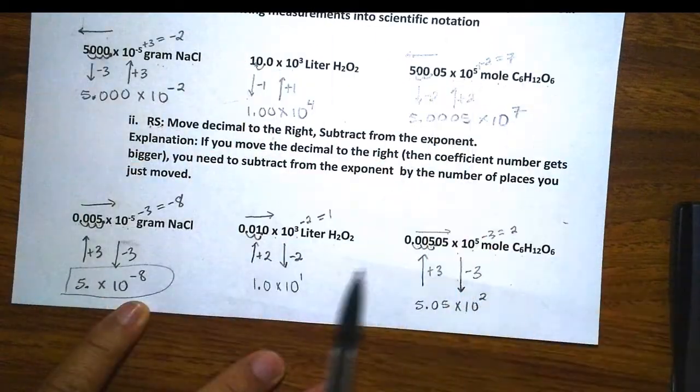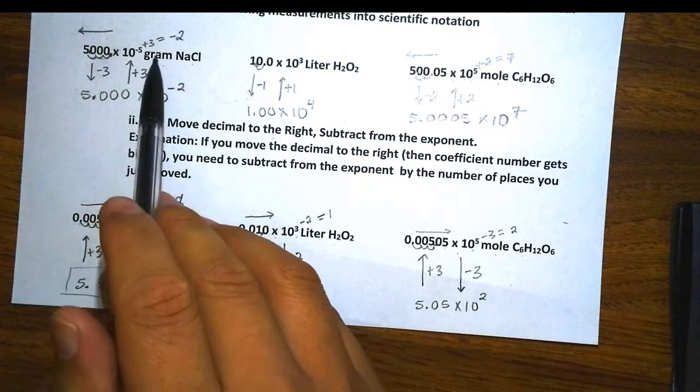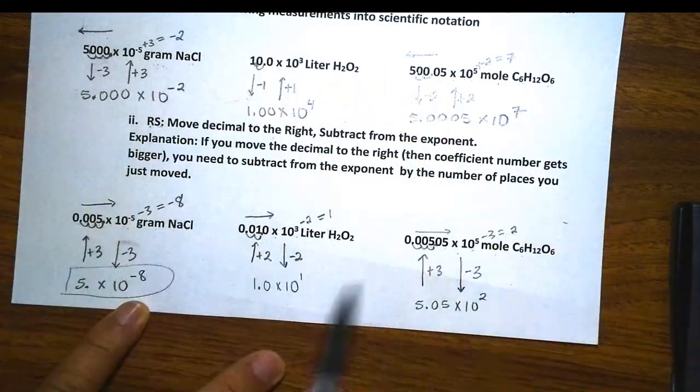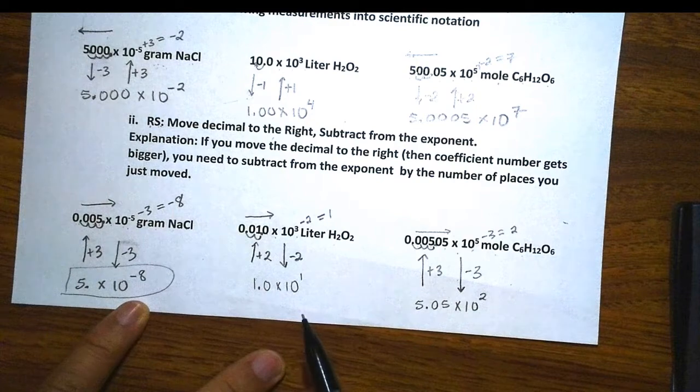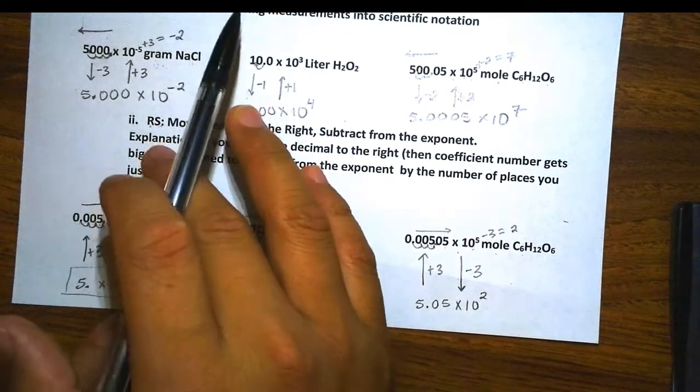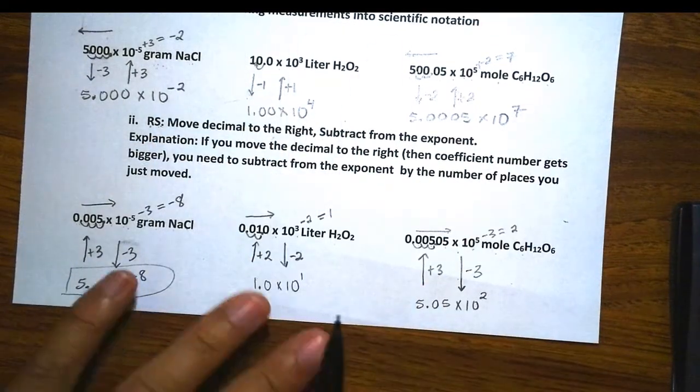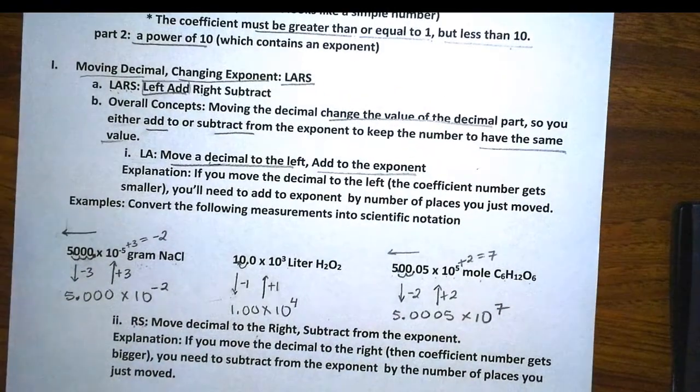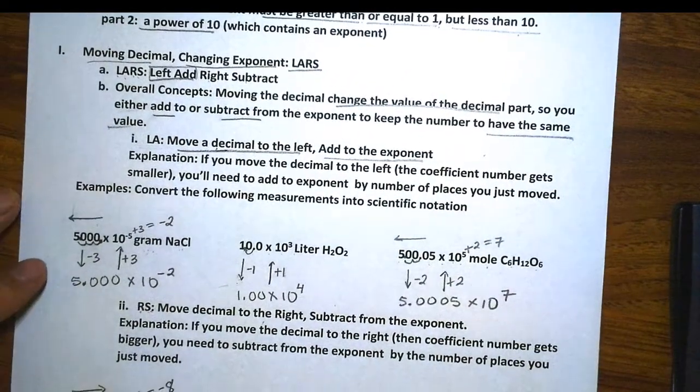Notice that throughout all the examples, I did not rewrite the unit and the chemical, because there are no changes to the unit and the chemical. They just stay the same. Basically, you just copy it down. And that is how you change a standard form number to scientific notation.